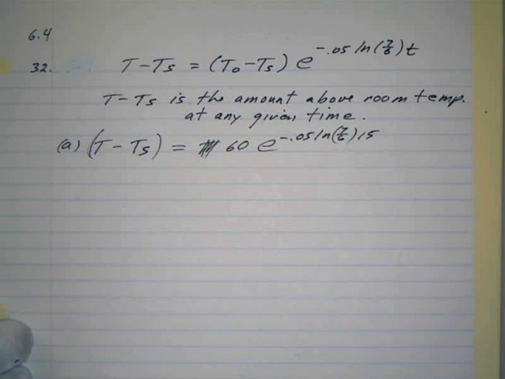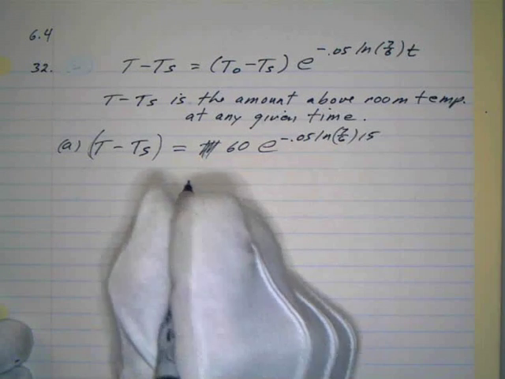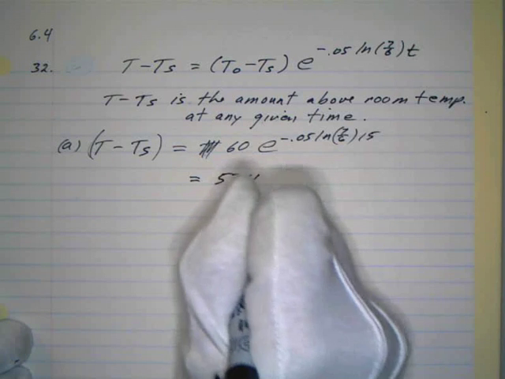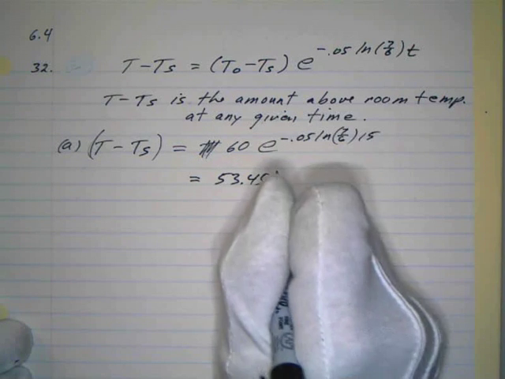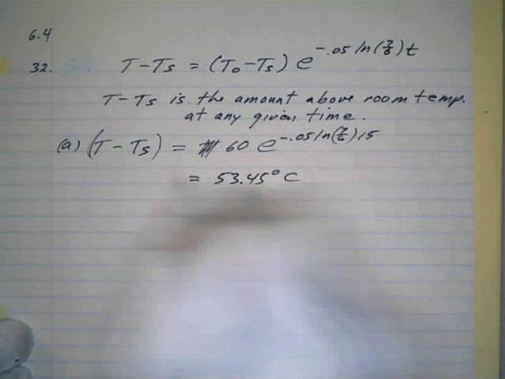And if you work that out in your calculator, just put it right in your calculator, no problem. This will end up being equal to 53.45 degrees centigrade. And that's the degrees above the room temperature. That's what we got there.